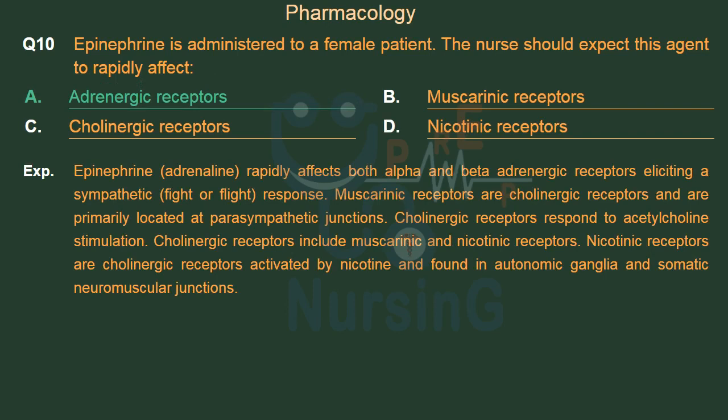Epinephrine, adrenaline, rapidly affects both alpha and beta adrenergic receptors, eliciting a sympathetic, fight or flight, response. Muscarinic receptors are cholinergic receptors and are primarily located at parasympathetic junctions. Cholinergic receptors respond to acetylcholine stimulation. Cholinergic receptors include muscarinic and nicotinic receptors. Nicotinic receptors are cholinergic receptors activated by nicotine and found in autonomic ganglia and somatic neuromuscular junctions.